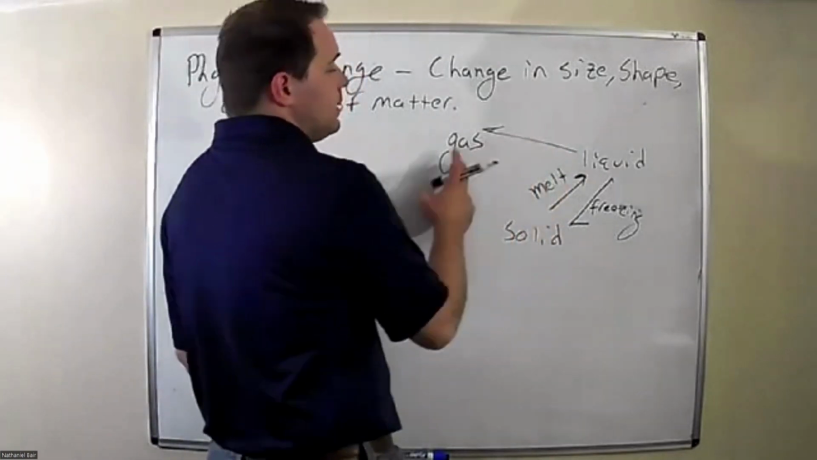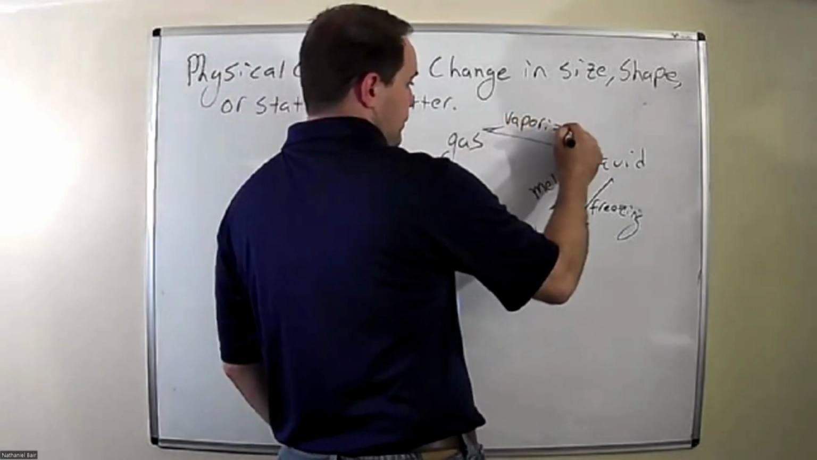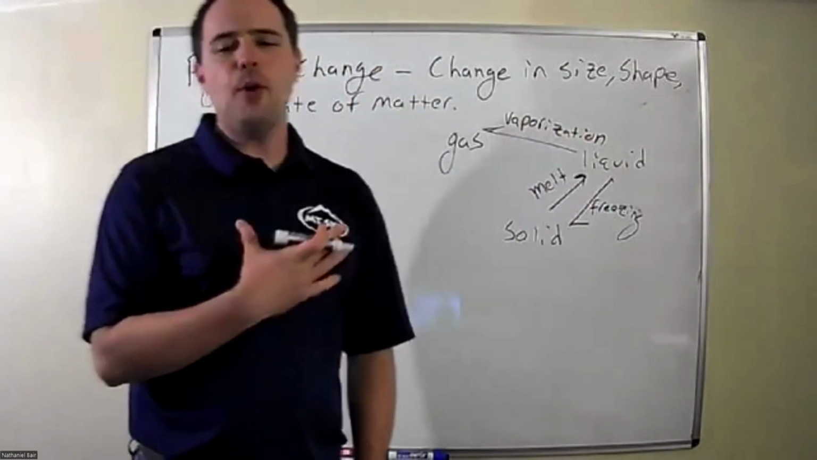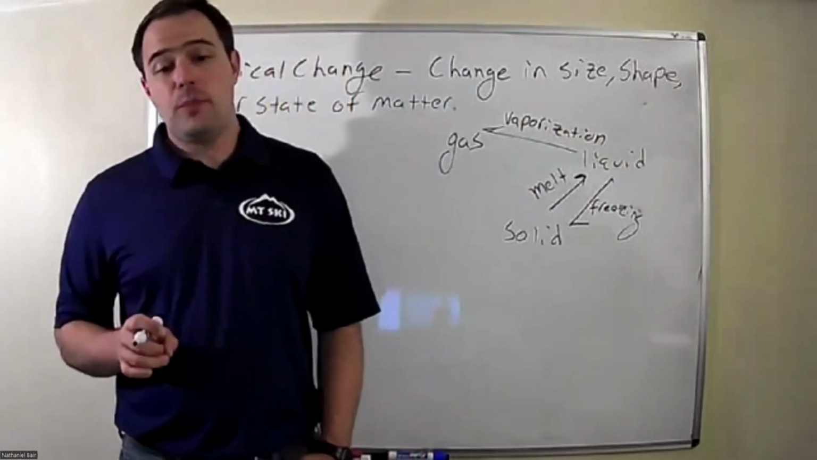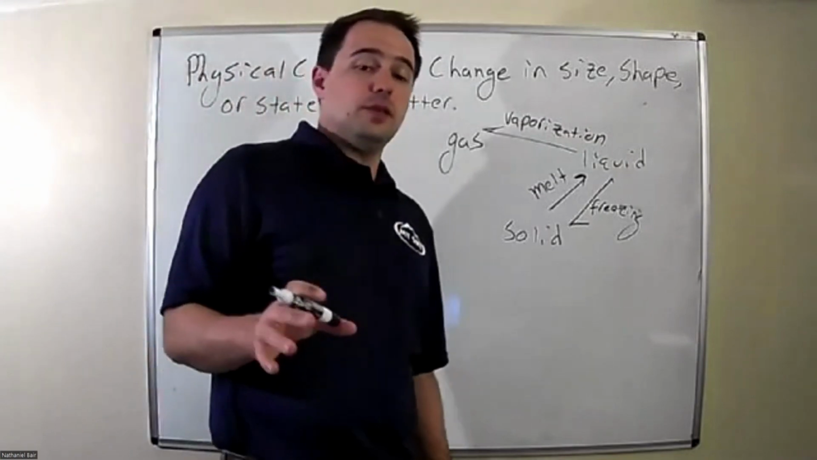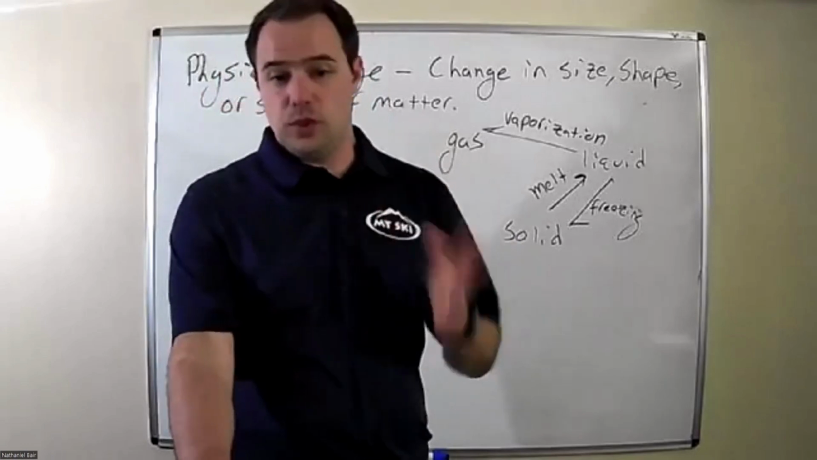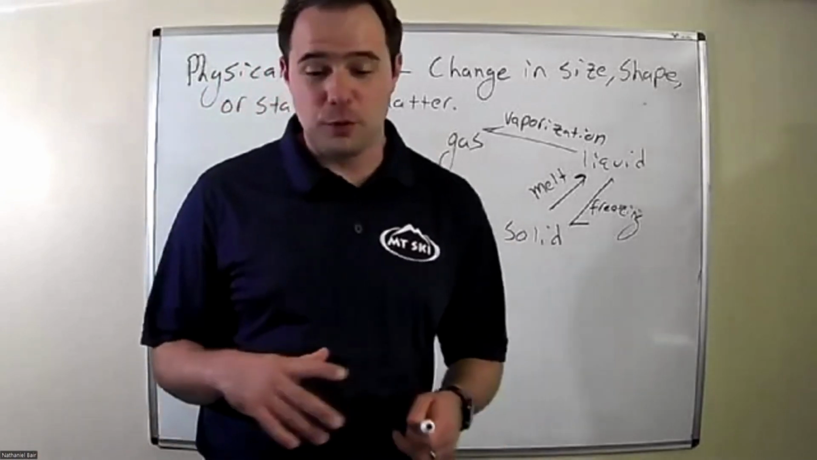When we go liquid to gas, the technical term is vaporization. Now, a lot of people say evaporation. I'm okay with that, but let me talk about the distinction. Evaporation is technically when a substance goes from a liquid to a gas below its boiling point, which is crazy. How does that even happen? Yeah, you have to take Chem 102 to figure that out.